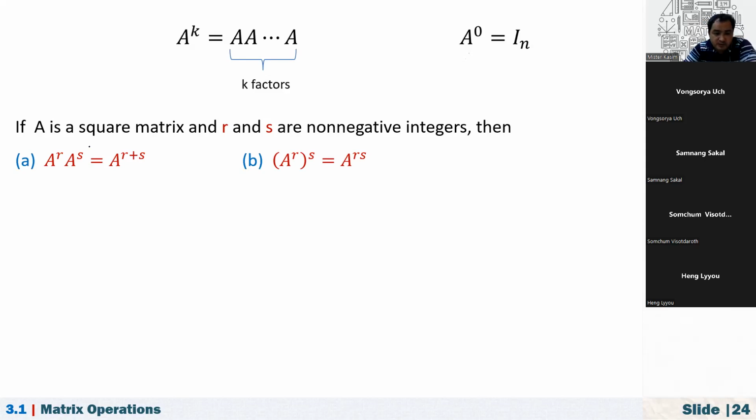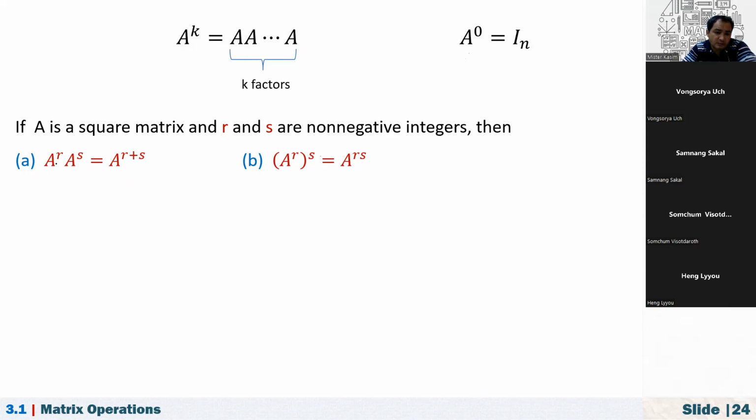then these properties hold. A to the power of r times A to the power of s, simply like real numbers, is equal to A to the power of r plus s. And also, A to the power of r, all to the power of s, is equal to A to the power of rs. The proof is very simple. Using the definition, we can prove this, because A to the power of r, what does it mean?